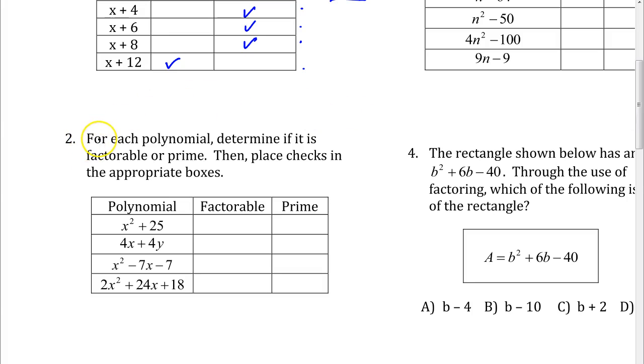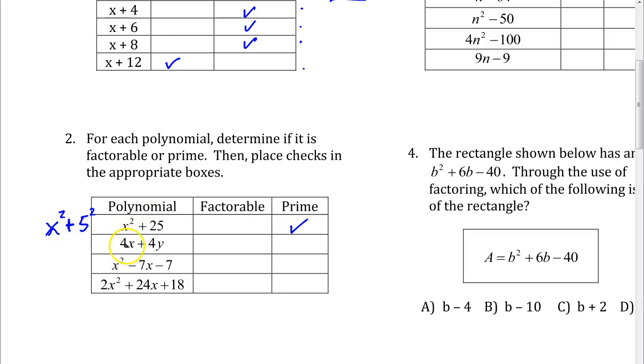Okay. Number 2 is very similar. Determine if it's factorable or prime. So we're looking at each one of these. Okay, so x squared plus 25. If this was a minus, it would be factorable, but since it's a sum, because remember we have those things called difference of squares, where we have 2 different squares, x squared and 5 squared, but this has to be a subtraction, a difference. This is addition, right? So that's going to be prime. And there is no GCF.